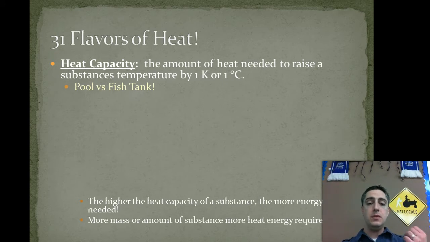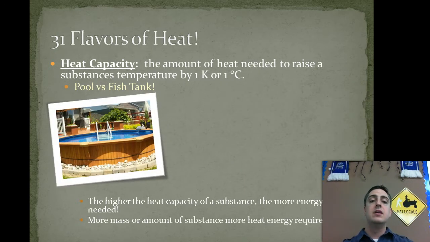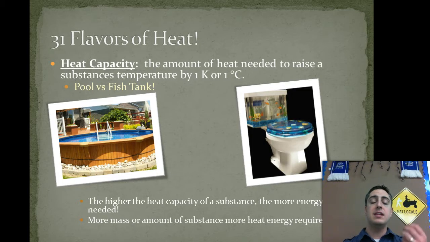So, one of the things that affects heat capacity is not only just the substance itself, but how much of that substance you have. So, in case in point, if you have a swimming pool versus a fish tank, it takes considerably less heat to heat up and change the temperature of a fish tank than a swimming pool, because of the sheer volume and mass of water that's available to you. So different substances require different heats to raise their temperatures, and different amounts of substances affect the amount of heat that's required to change their temperatures.